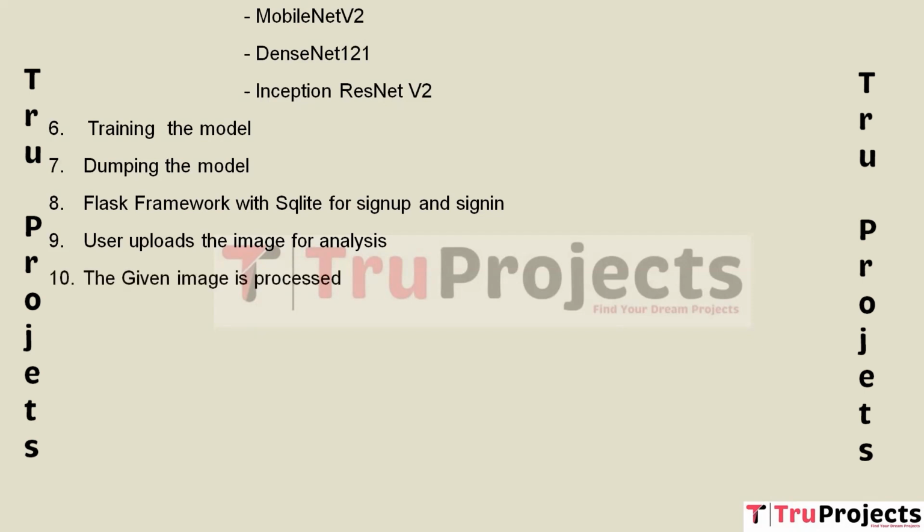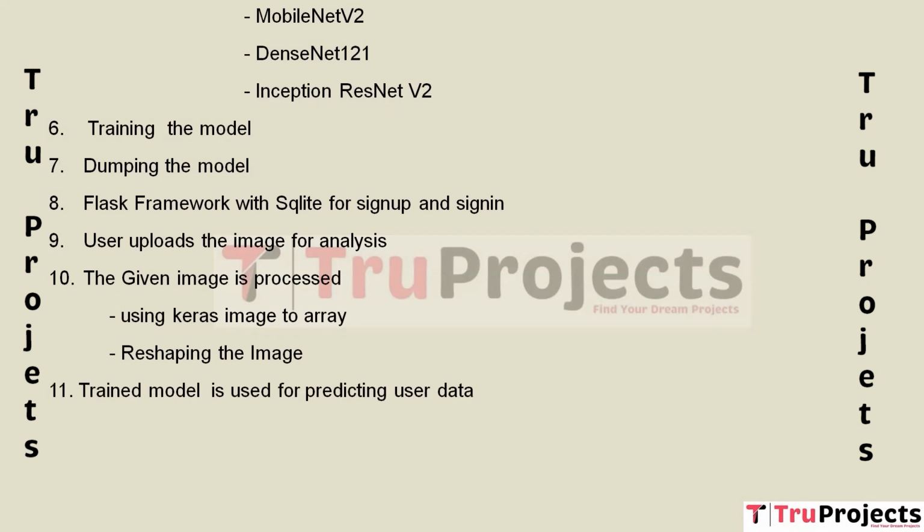The given image is processed using Keras image to array. When a user uploads an image for analysis, the uploaded image needs to be converted into a format that the CNN model can understand. Keras image to array is a common technique for this purpose. It involves converting the image into a numerical array where each pixel's color information is represented as numbers. This step prepares the image data for further processing and feeding it to the trained model. Trained model is used for predicting user data.